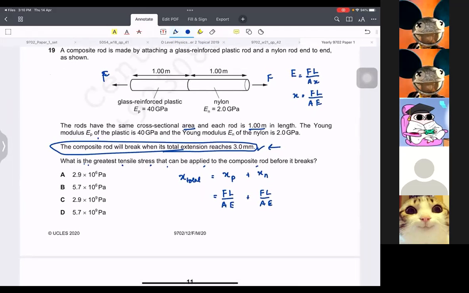Now check it out. For the first one, force is the same. The length is 1. It says the rods have the same cross-sectional area, so A, and Young's modulus of plastic is 40 GPa, 40 gigapascals. So I'm going to write 10 raised to power, giga is 9, by the way. And then for the second one, the force is the same. The length is 1. The area is the same, but it is 2 gigapascal. Like this, right? And the total extension it has given us is 3 millimeters, which is equivalent to 3 into 10 raised to minus 3. Just like that, right?